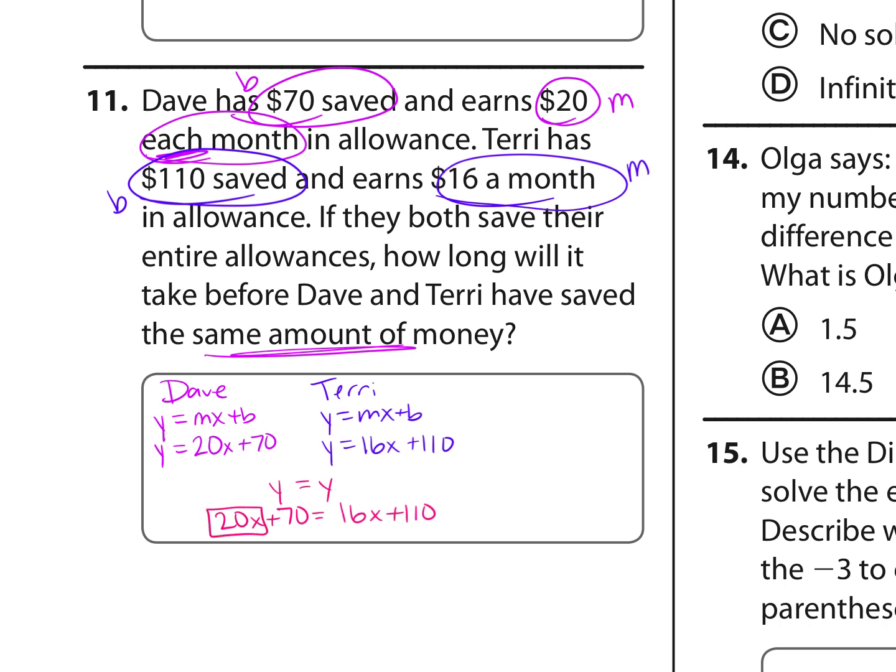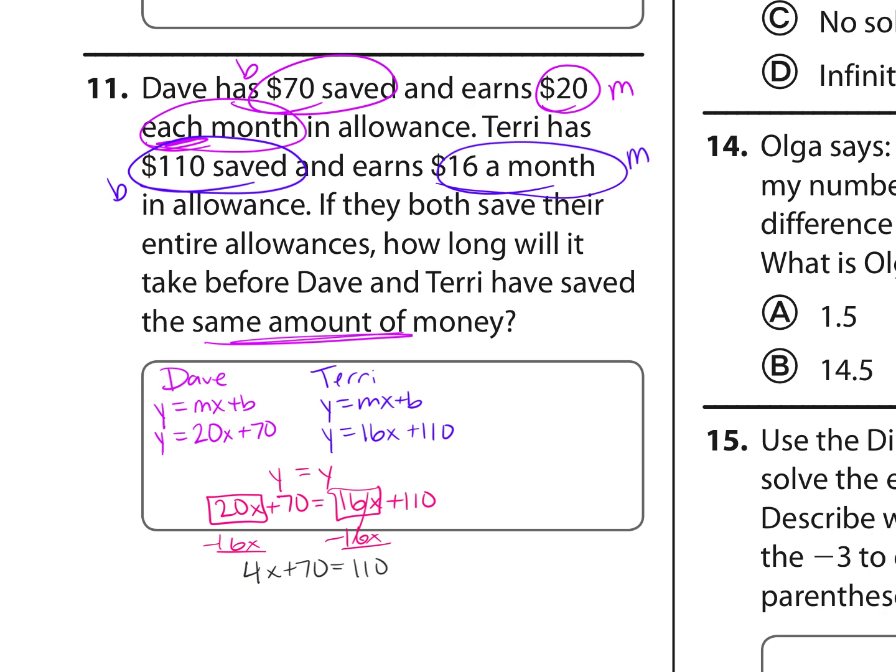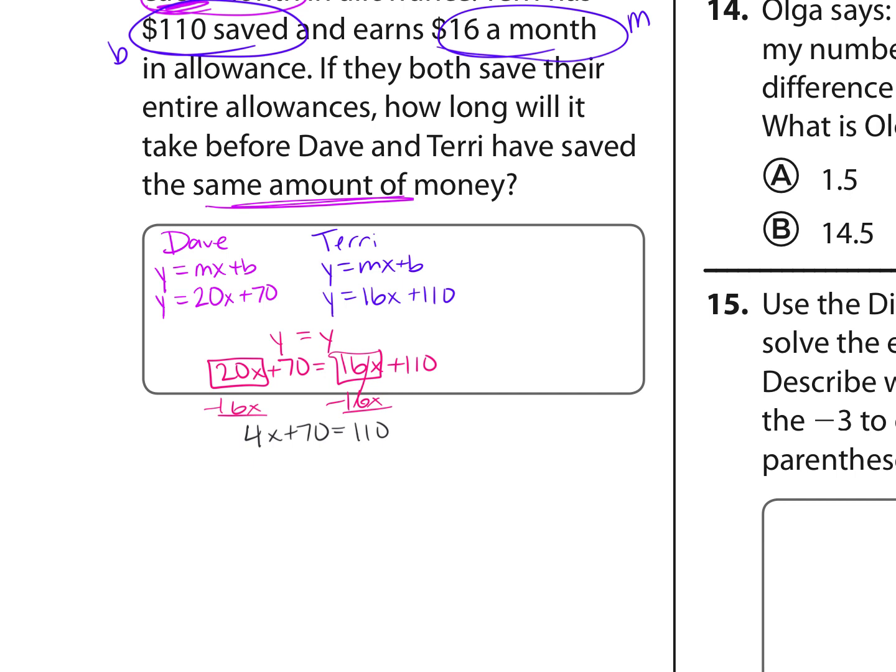So let's just solve this. Let's subtract 16x from both sides of this equation. The result is 4x plus 70 equals 110. And it is now just a two-step equation to solve for x. So let's box in x and subtract 70 from both sides. The result is 4x is equal to 40. And dividing both sides by 4, we get that x is 10.